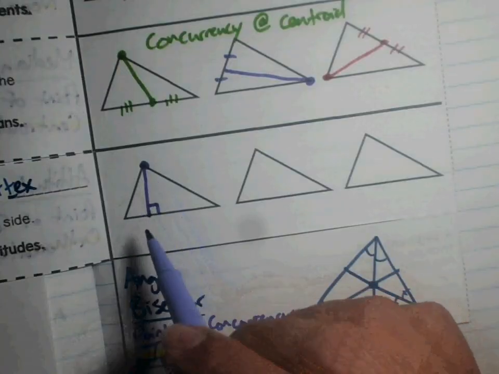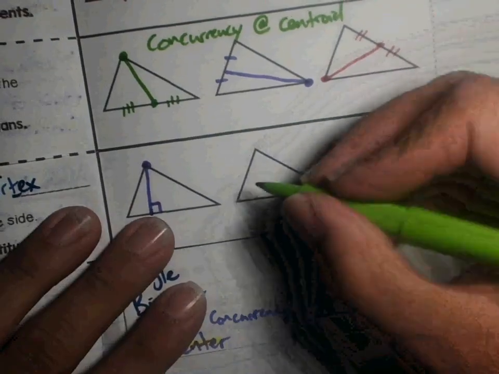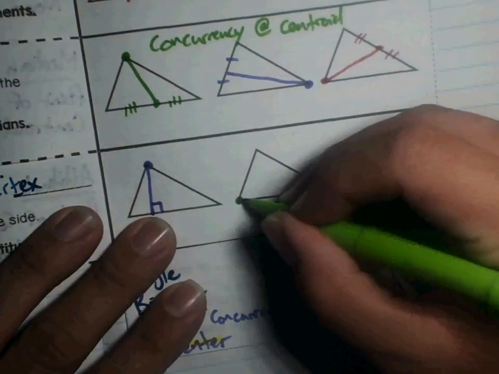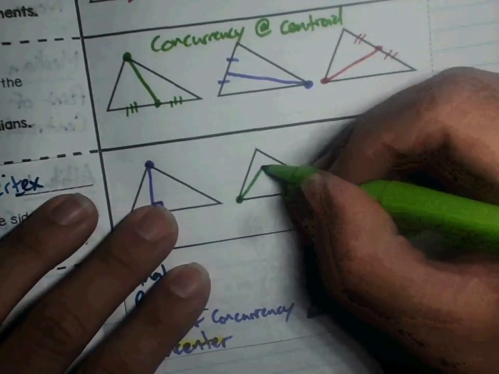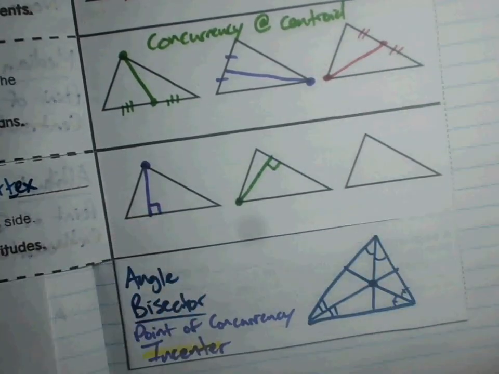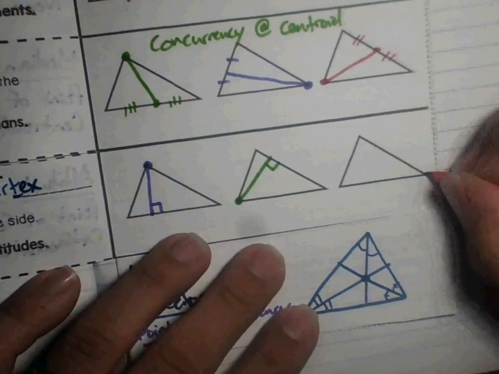Continuing on, same thing if we start here. Again, just drop it technically straight down, but really we're just creating a perpendicular from this vertex. So they look a little bit different, a little bit weird, but this is what an altitude is.